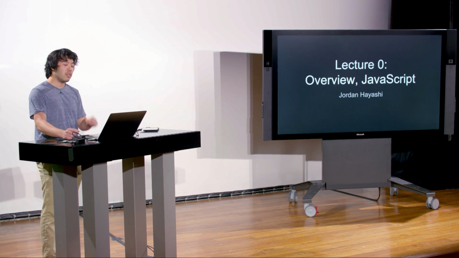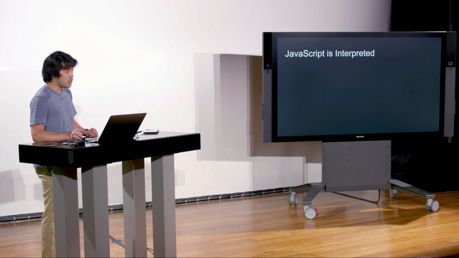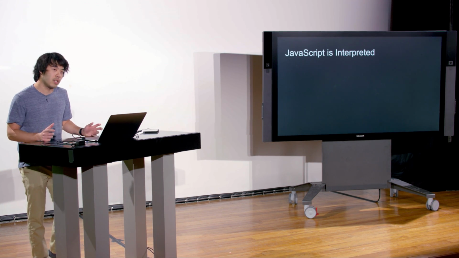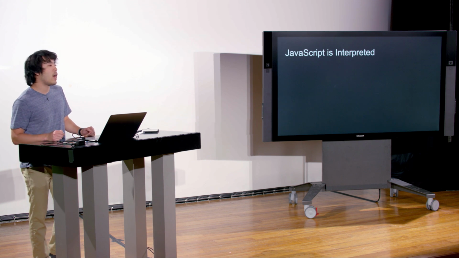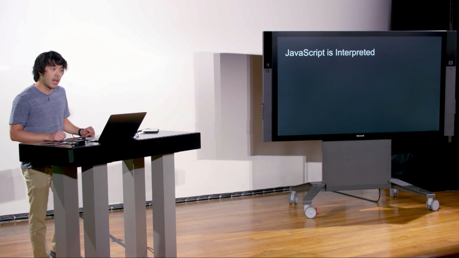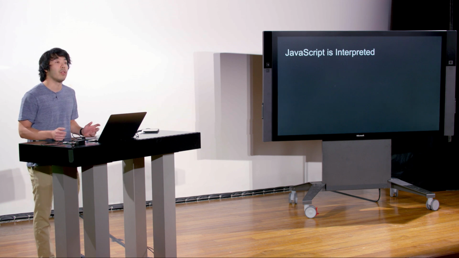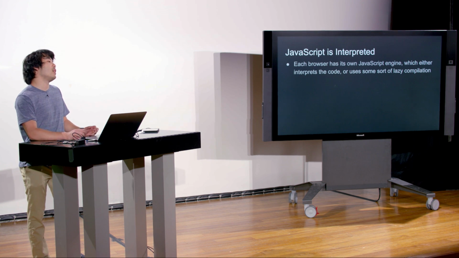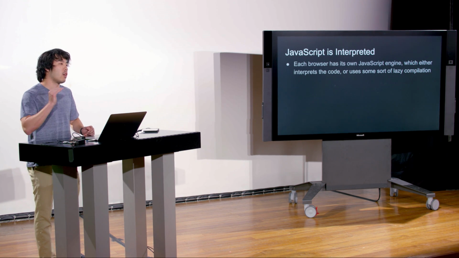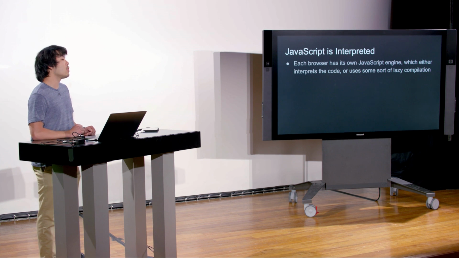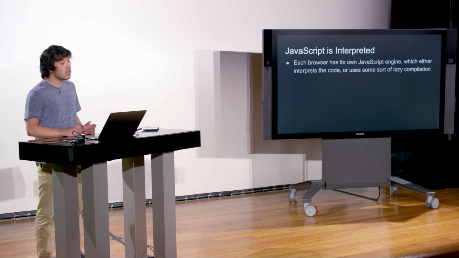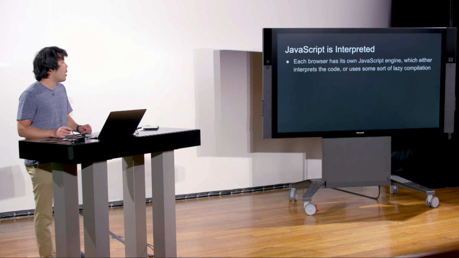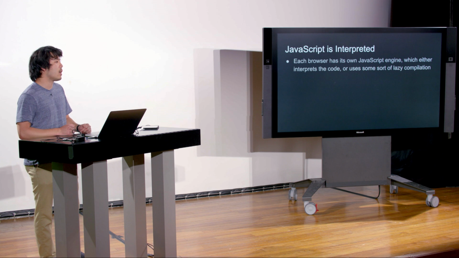Cool. Let's start talking about JavaScript. JavaScript is an interpreted language. I posted a little bit in the Slack earlier asking about most comfortable languages. Most of you were saying JavaScript. But I know those of you who took CS50 might have some experience with C, which is a compiled language. JavaScript is not compiled. It's actually interpreted. An interpreter will read line by line and execute that code line by line. Each browser has built into it its own JavaScript engine, which either interprets the code or might do some magic with just-in-time compilation. But for the most part, it's just reading your code line by line and executing it.